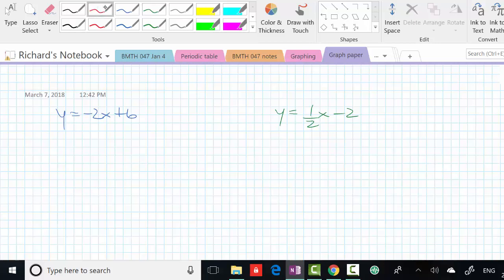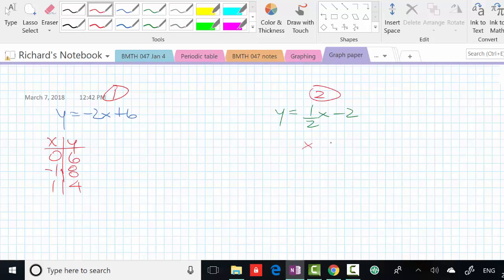The first thing I'm going to do is create a table of ordered pairs for these two equations. y is equal to minus 2x plus 6 is equation number 1. y equals 1/2 x minus 2 is equation number 2. When x equals 0, y equals 6. When x equals minus 1, minus 1 times minus 2 is plus 2, and 2 plus 6 is 8. So when x is minus 1, y is 8. When x is 1, minus 2 times 1 is minus 2, and minus 2 plus 6 is 4. So now I have some points I can plot for equation number 1.